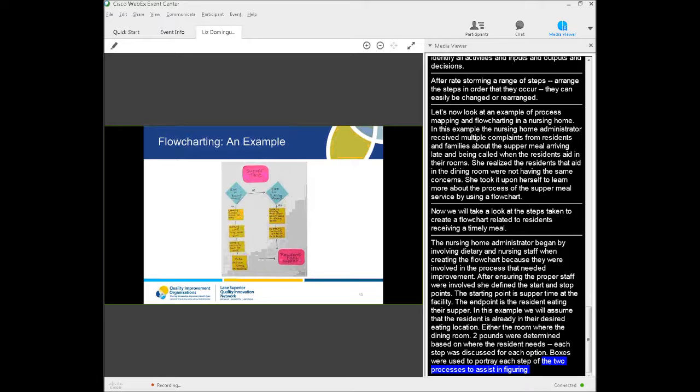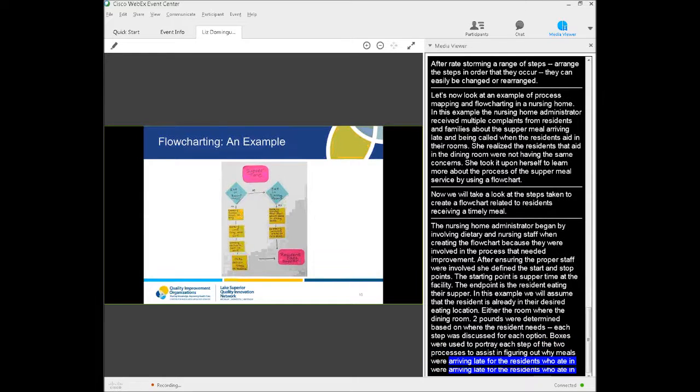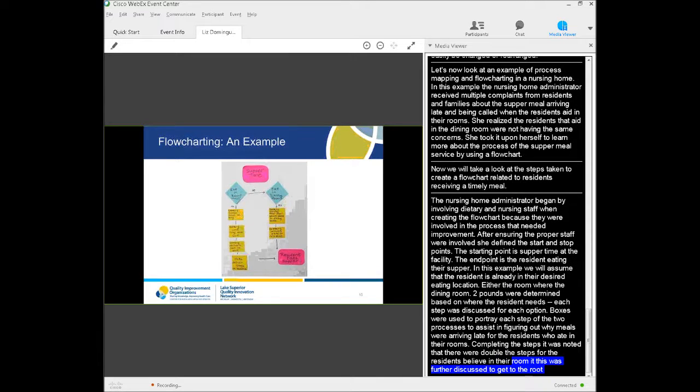After completing the steps, it was noted that there were double the steps for the residents who eat in their room. So this was further discussed to get to the root of why trays are being served late and to find where efficiencies and improvements could be implemented.